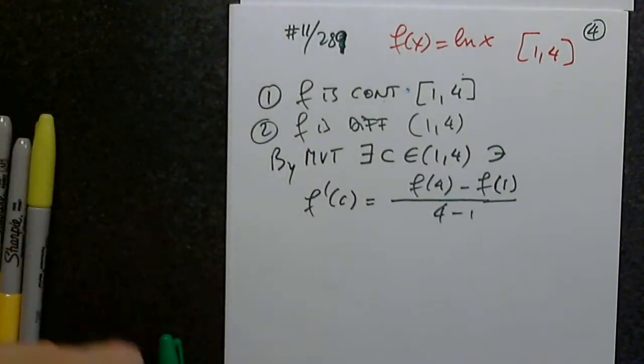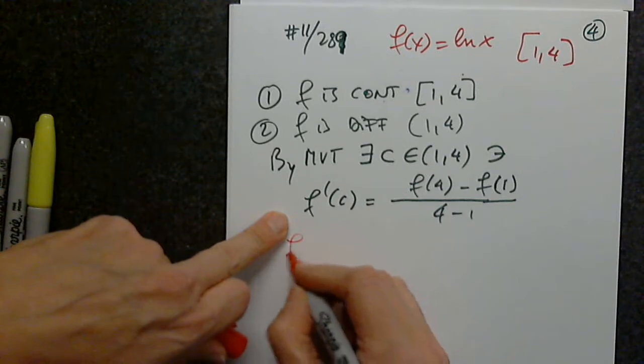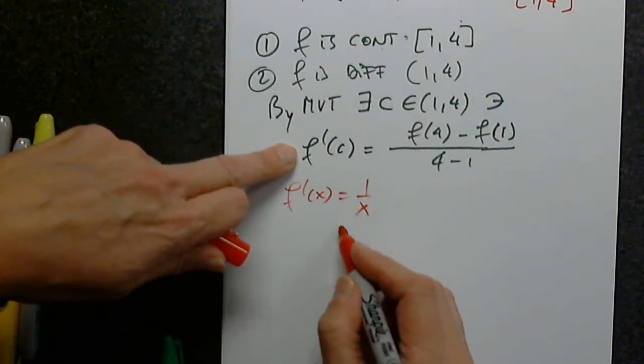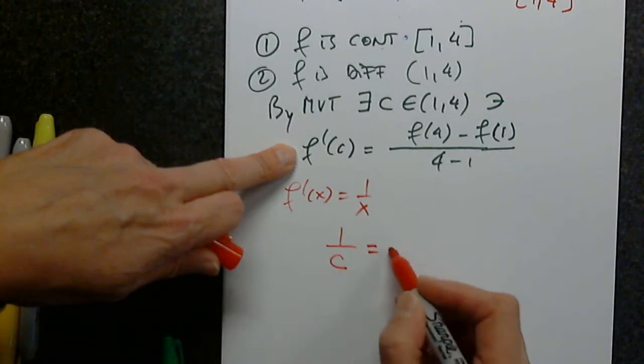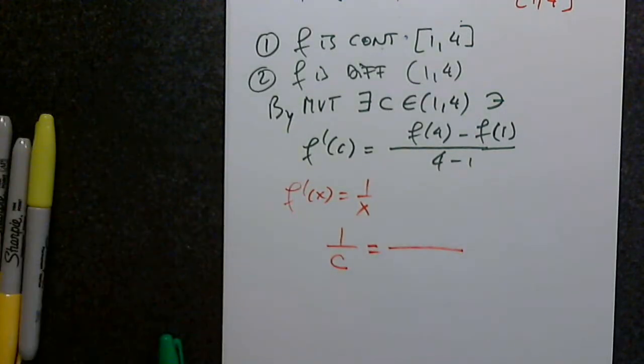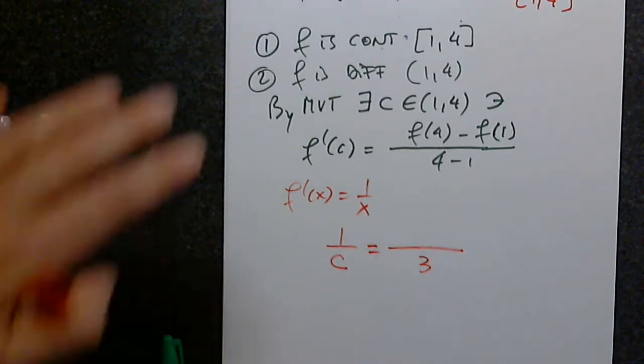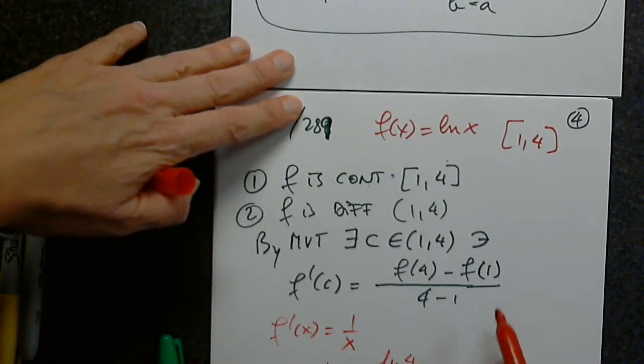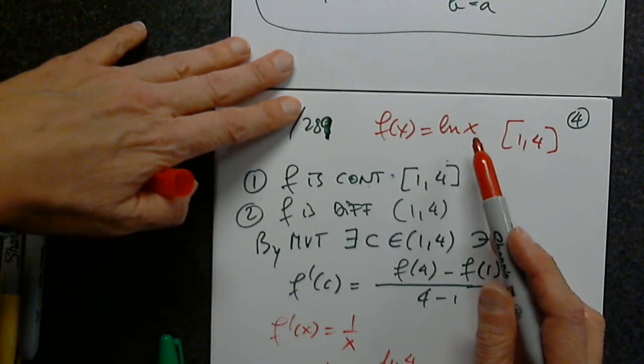Okay, so I have to find f prime of x first, which is 1 over x. Then the left-hand side will be 1 over c. And I have to figure out the right-hand side. The denominator is definitely 3. Now, how much is f of 4? It's natural log 4. But how much is natural log 1?